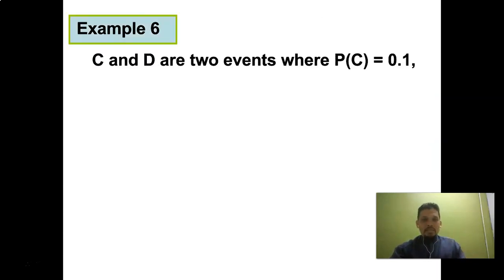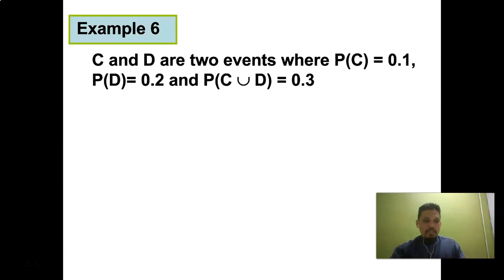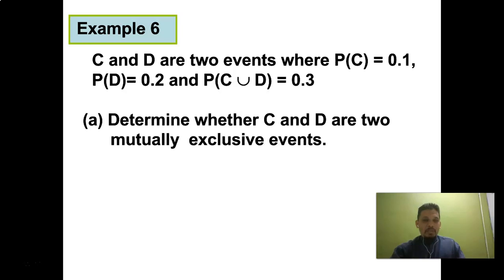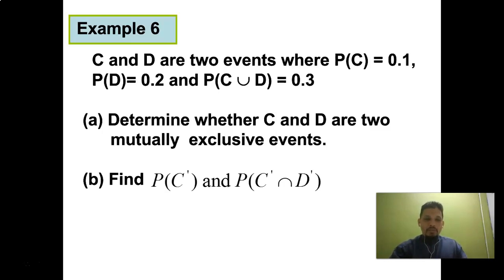So then next one, example 6. C and D are two events where probability of C equal to 0.1, probability of D equal to 0.2, and probability of C union D equal to 0.3. Determine whether C and D are two mutually exclusive events. Okay, so we're going to find the probability of C complement and C complement intersect with D complement.